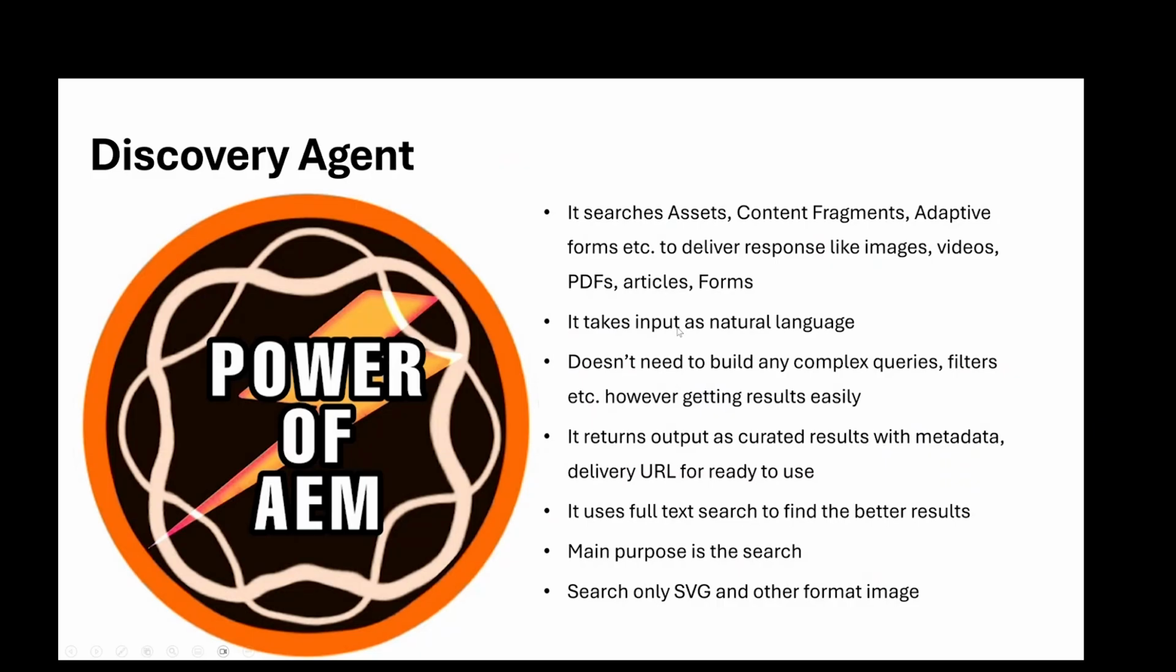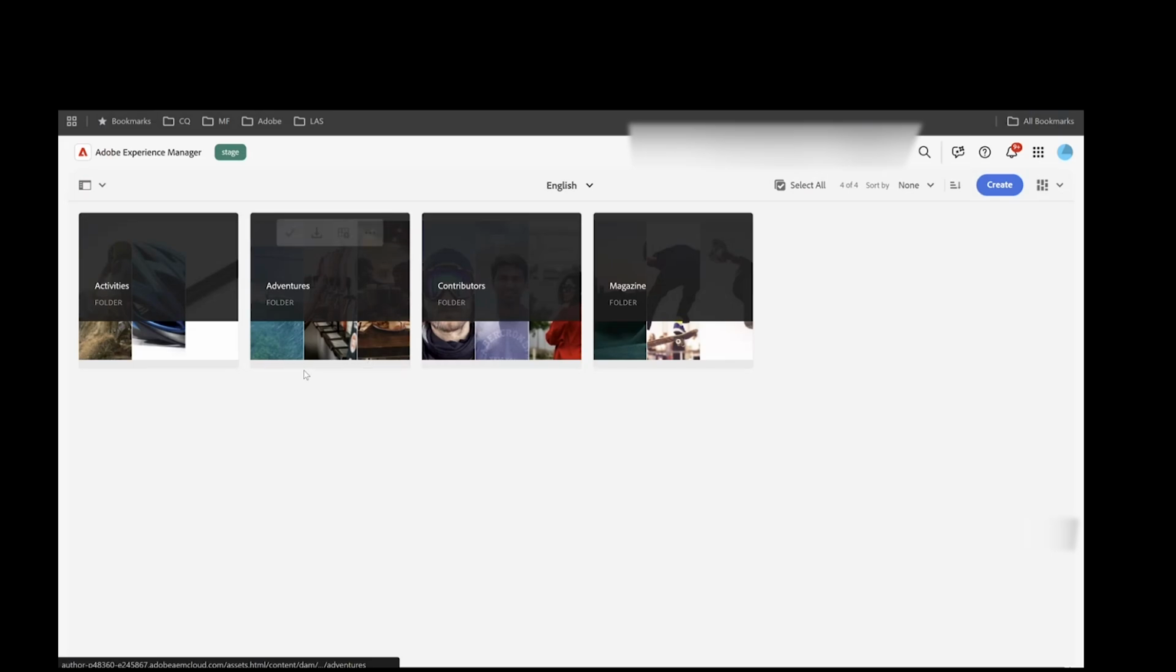Let's see quickly how this agent helps us in real time. Currently I am on one of my environments. This is my authoring tier environment, and I would like to search for a particular asset. As we discussed, there are multiple ways to access your AI agent. In this video, we are going to explore the AI assistant, which you can see on the top right.